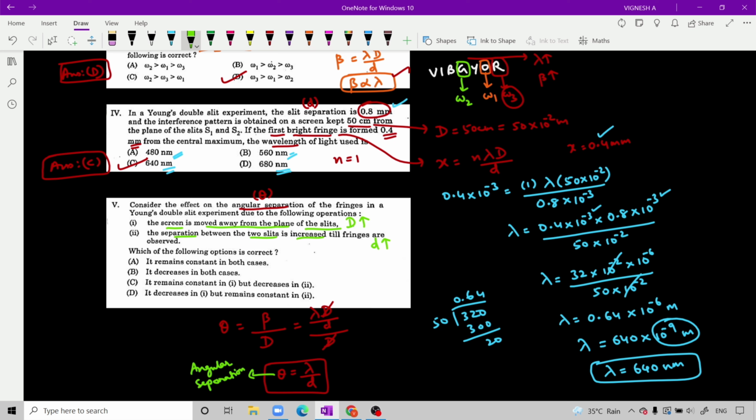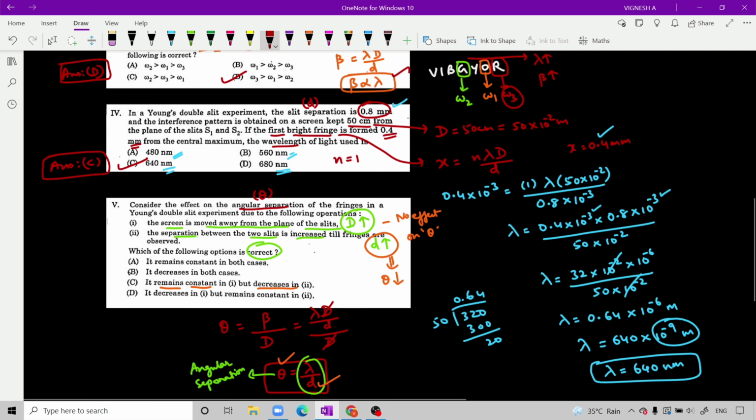So small d is increased. They have asked which of the following options is correct, and there are 4 options. What happens when capital D is increased? Theta does not depend on capital D at all. The formula has only small d. So when capital D increases, according to me the answer is no effect on the angular separation theta. Second, when small d increases, theta is inversely proportional to small d. So when small d increases, theta decreases. Why? Small d and theta are inversely related. So in the first case it should remain constant and in the second case it should decrease.